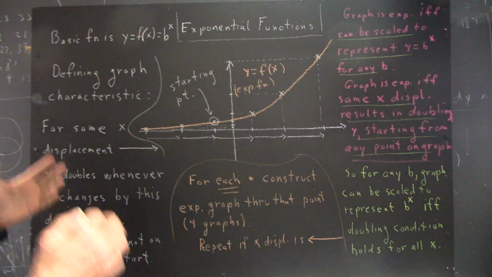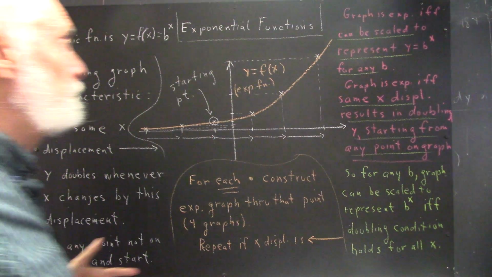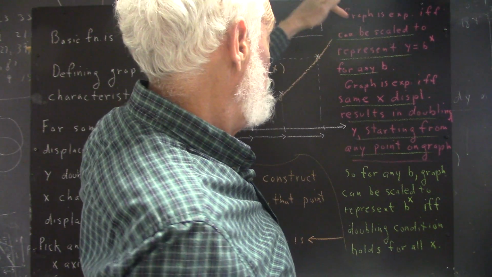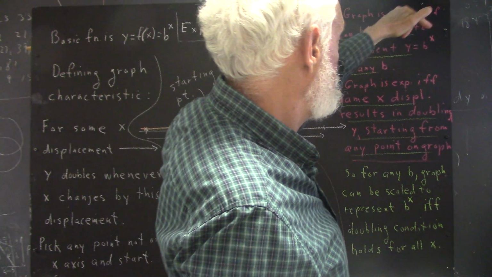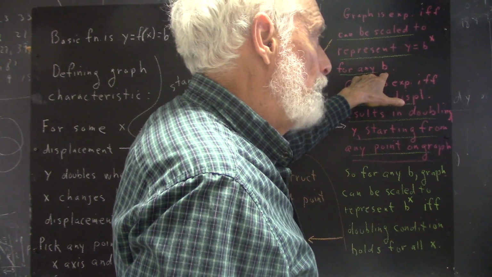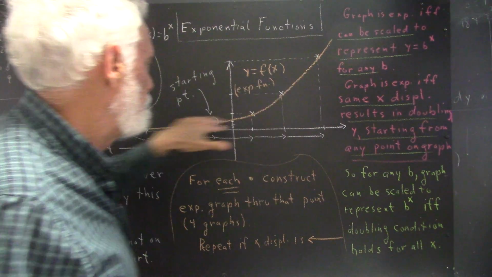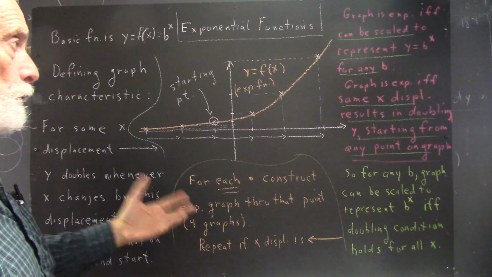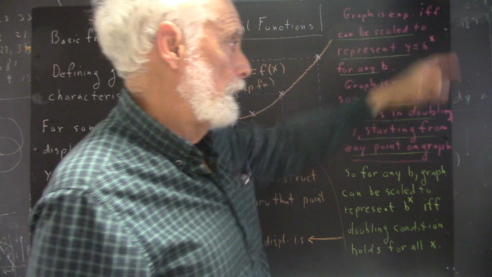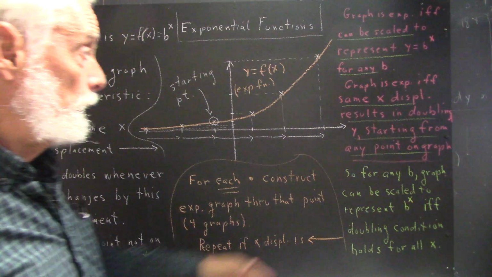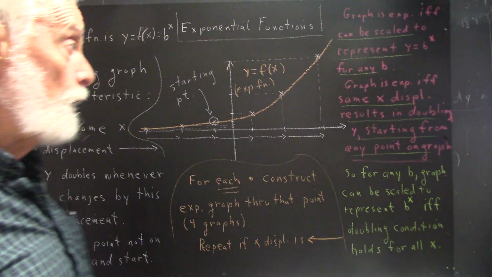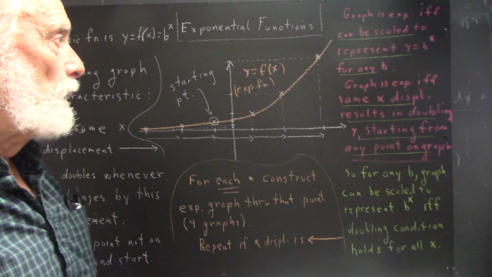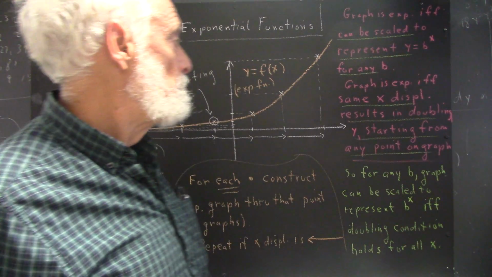So I'm going to make the outlandish assertion that this graph is exponential if and only if it can be scaled to represent y equals b to the x for any value b. So we could take this graph with any value b and scale it to represent y equals b to the x. Or if we want to do y equals a times b to the x, we can do that too. If you can do this, you can do that. So it's sufficient to say we can do this.